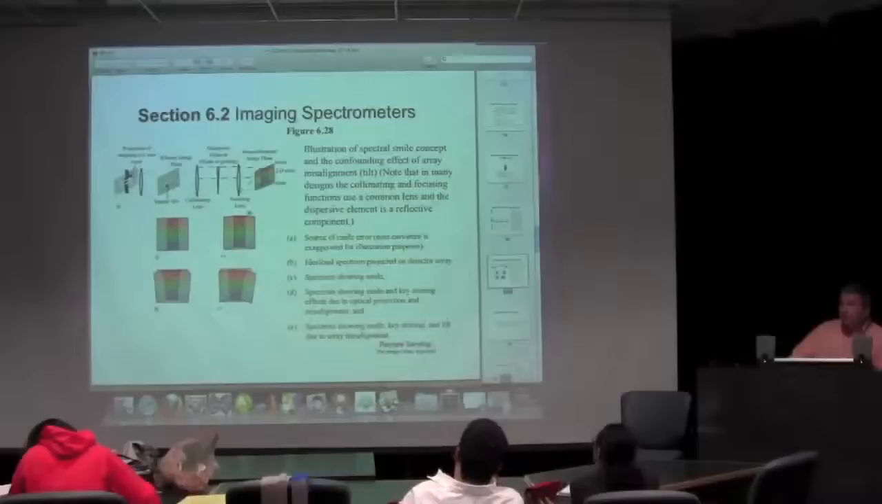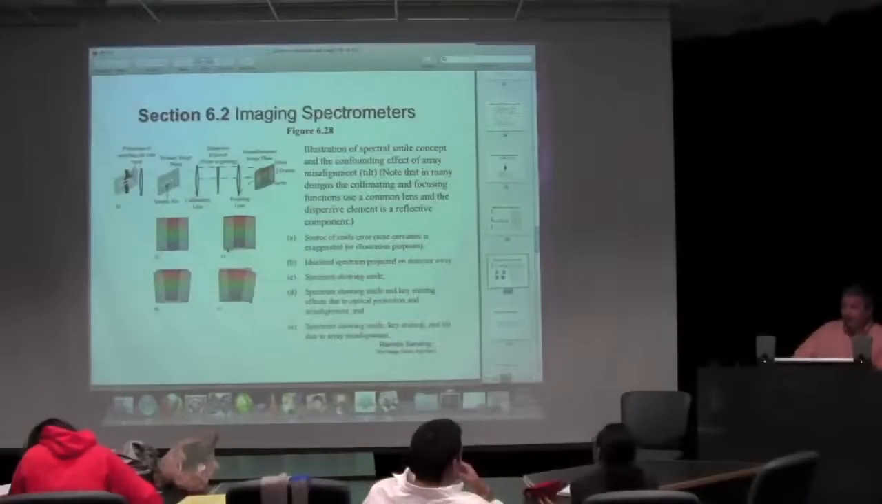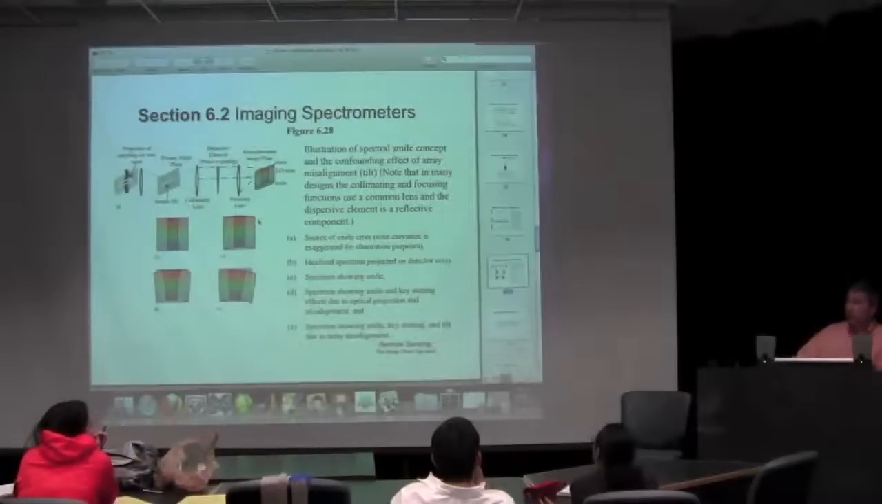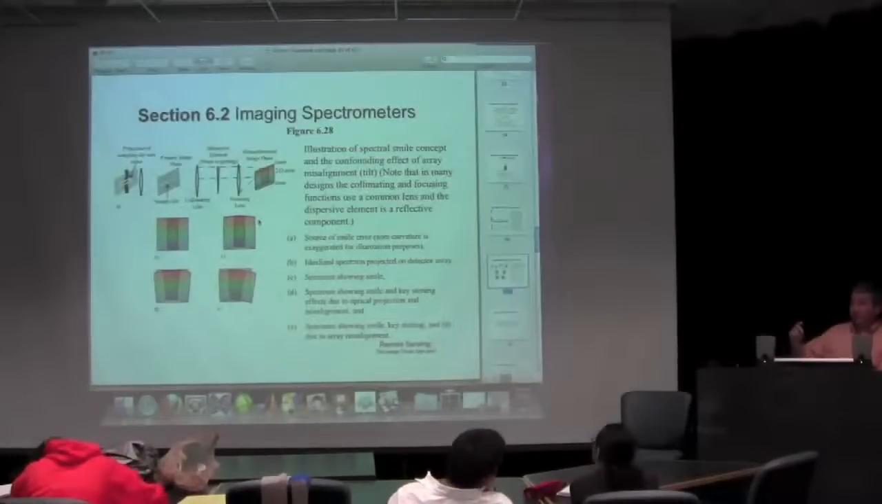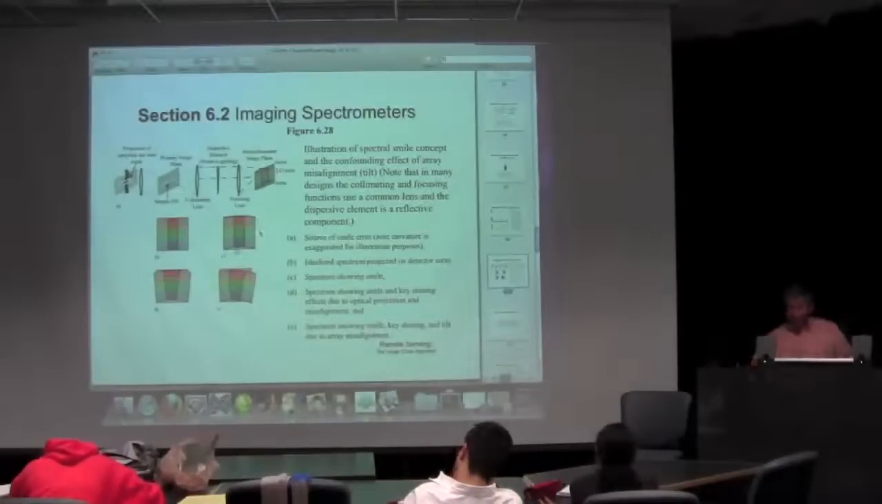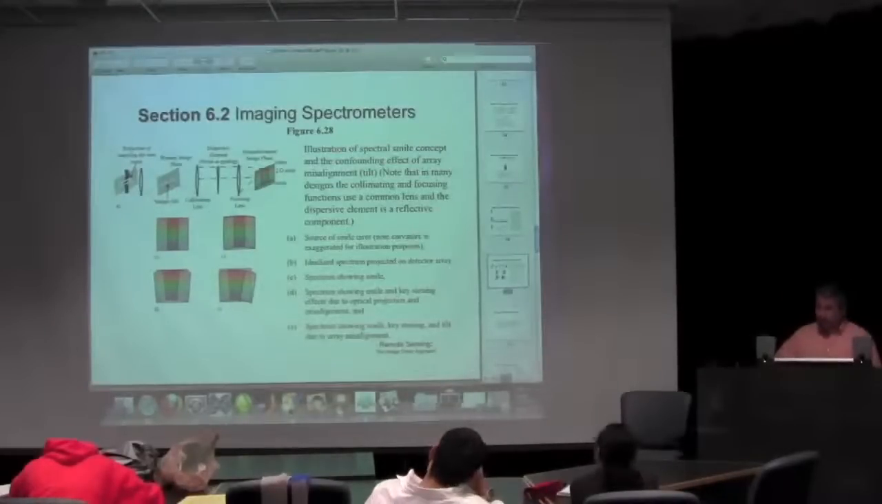Okay? A lot of times you'll over-design your system, and let's say you want to make a 256 band system, you might put a 1024 by 1024 array in there, so that you know beforehand you're actually going to combine lines. And so that's a very reasonable thing to do in your design to reduce the effect of spectral smile.